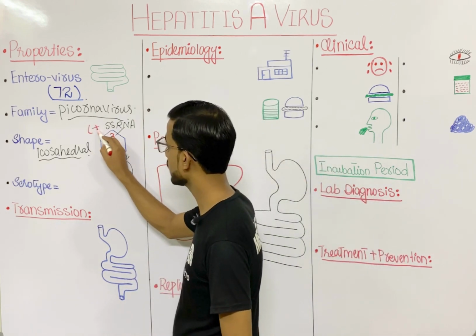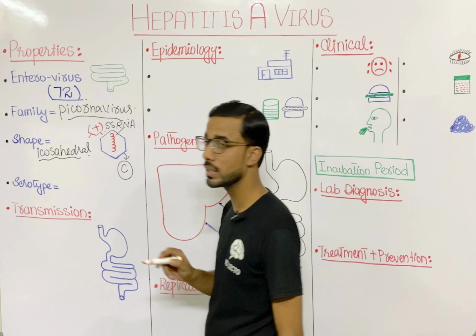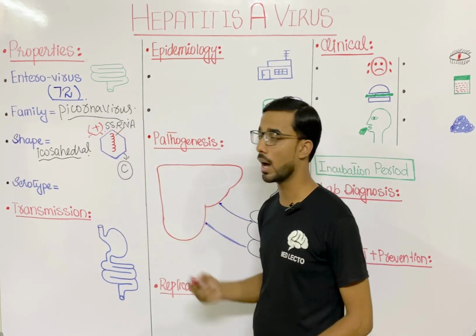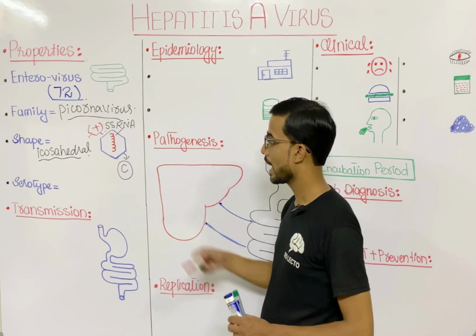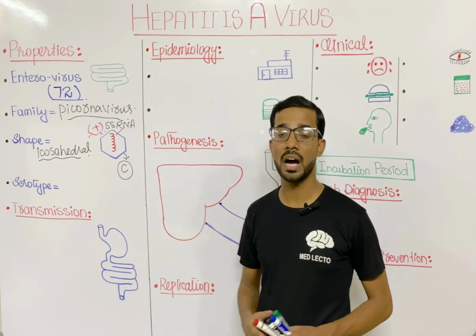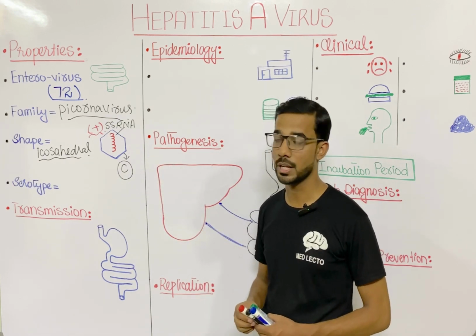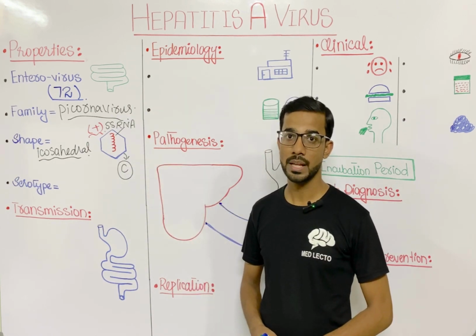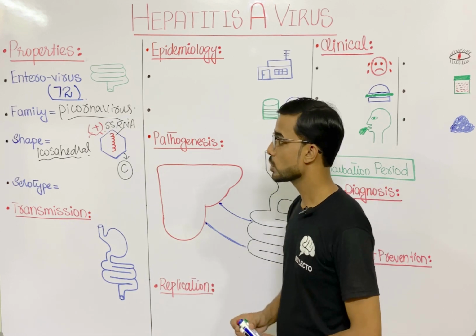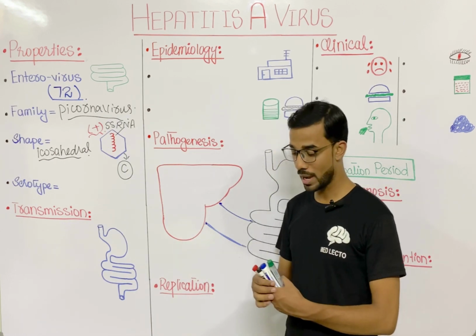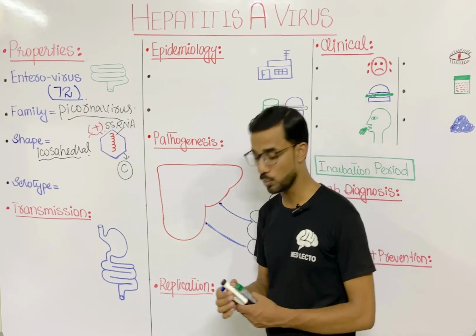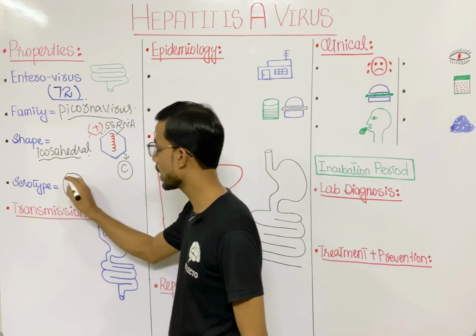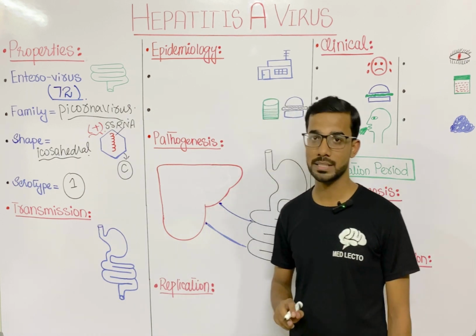So positive means it is just similar to the messenger RNA. So it is a single-stranded RNA genome. Okay. And outside you will see the capsid, and that is icosahedral, meaning 20-sided in shape. And there is no envelope present outside the hepatitis A virus. Okay. So if we discuss the serotype, hepatitis A virus has only one serotype.